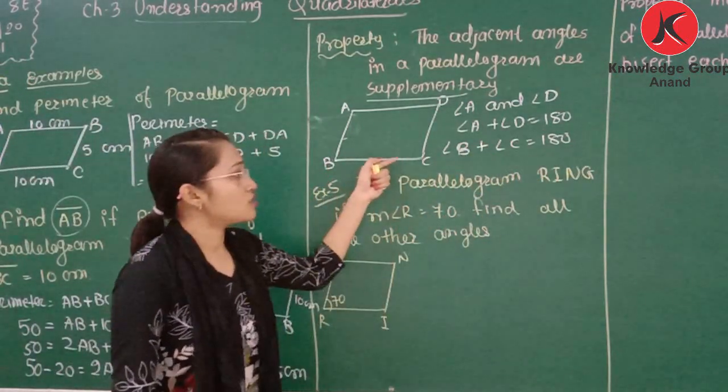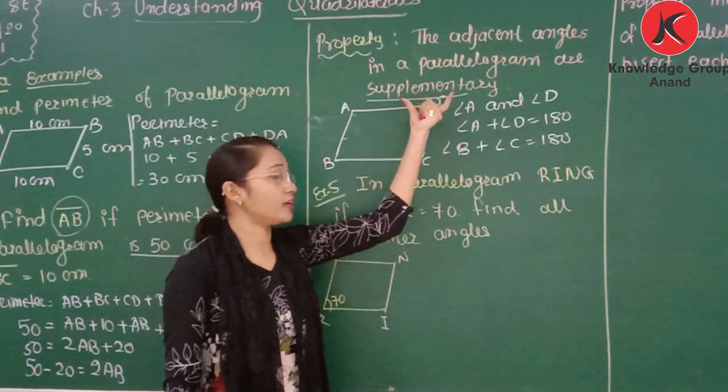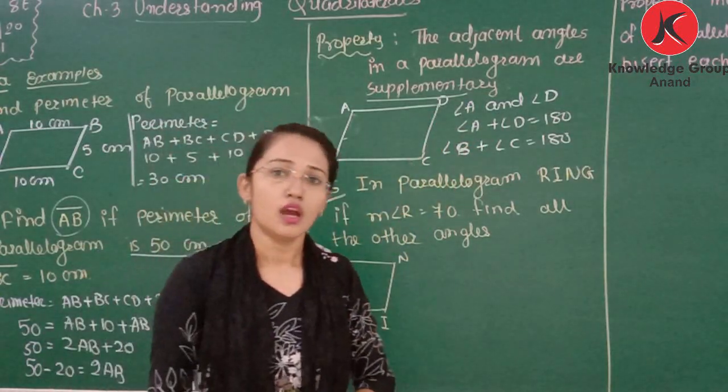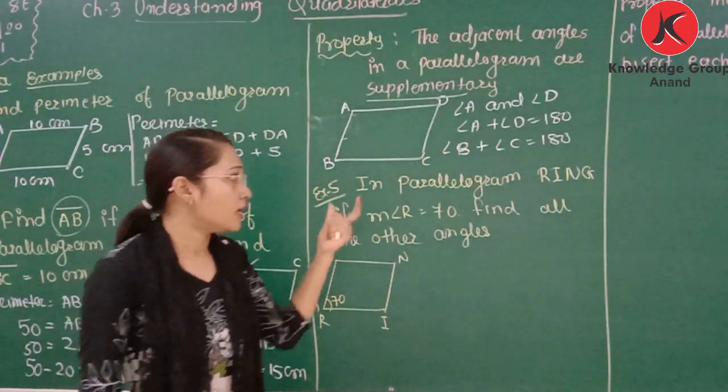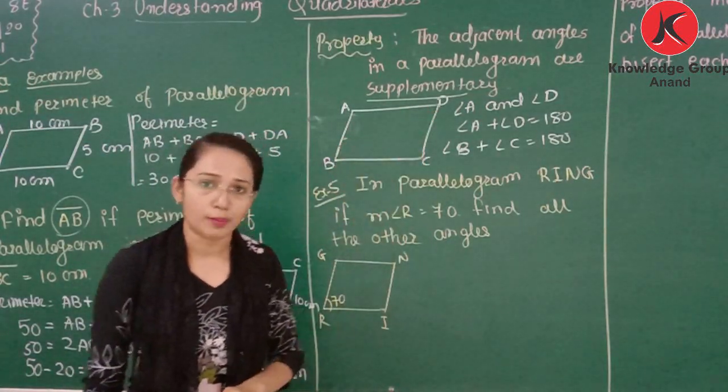So it is also called that they are forming a linear pair. But what is the perfect word? It is supplementary, meaning the addition of adjacent angles is 180. So what we have learned about the angles: opposite angles are equal and adjacent angles are supplementary.